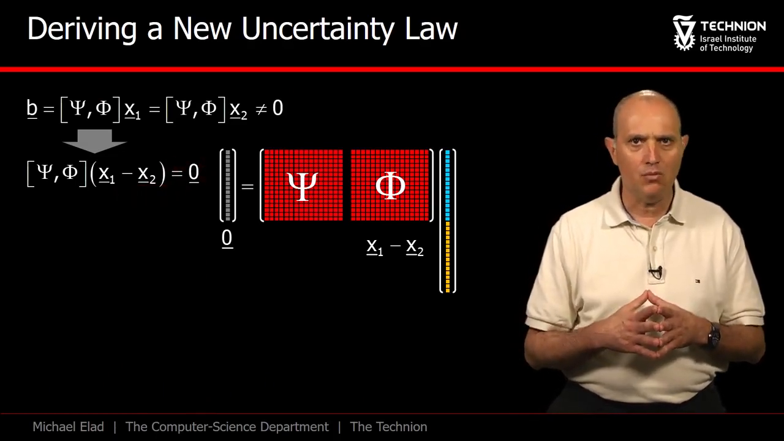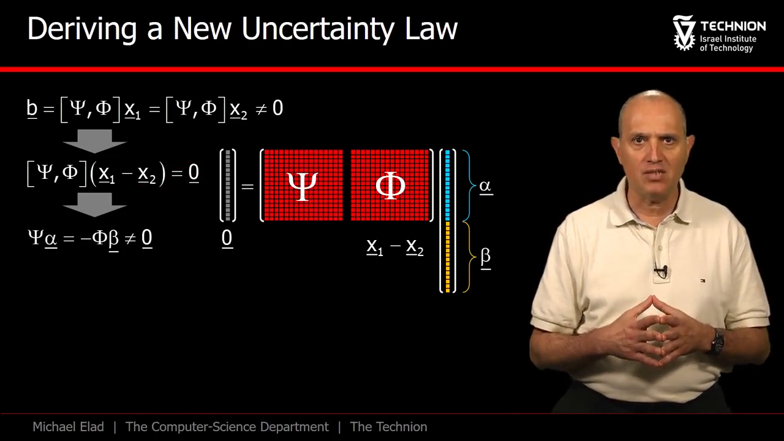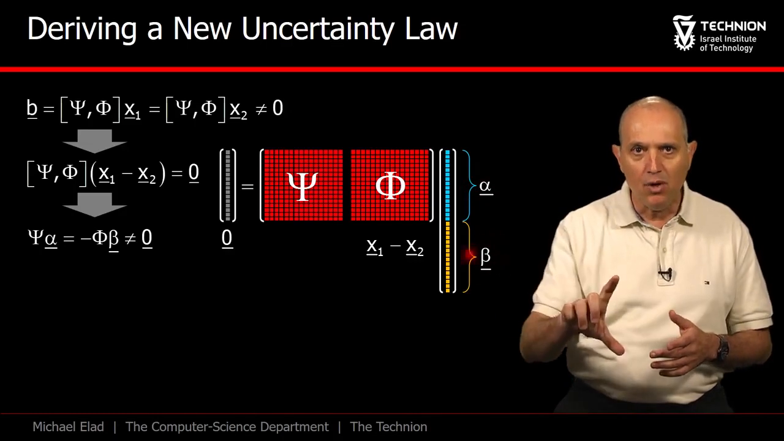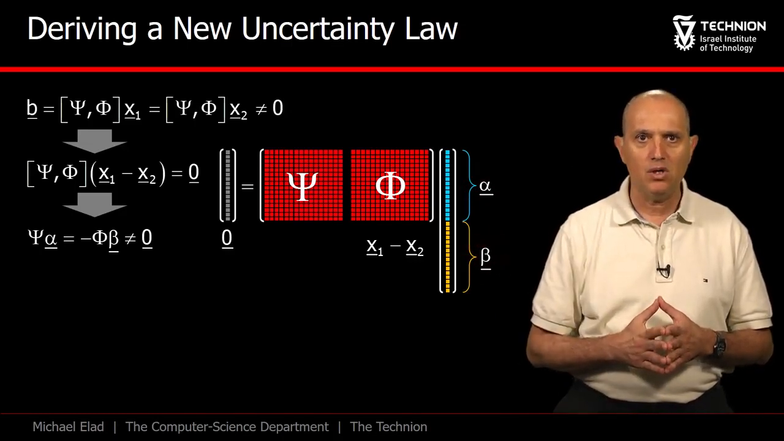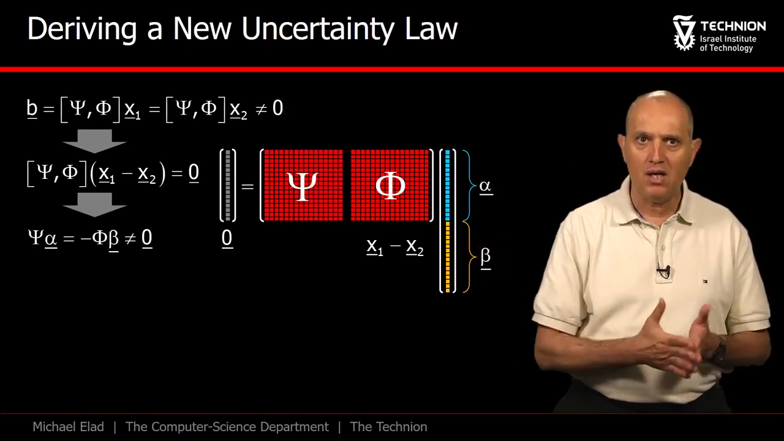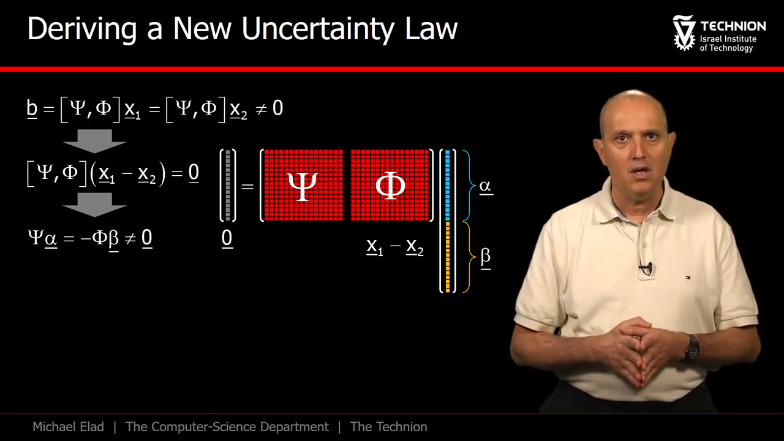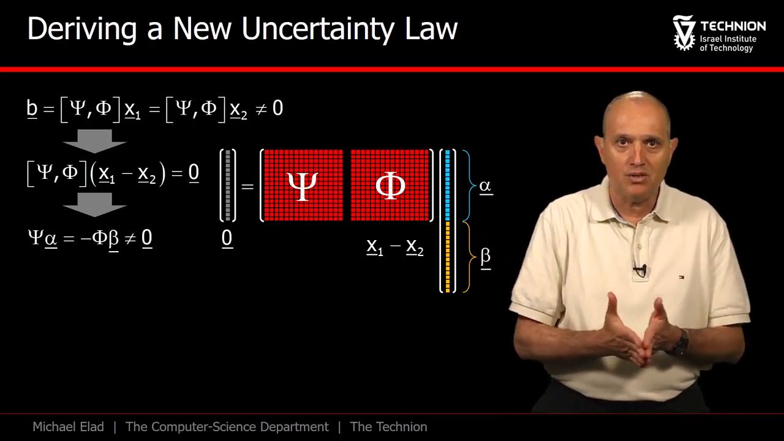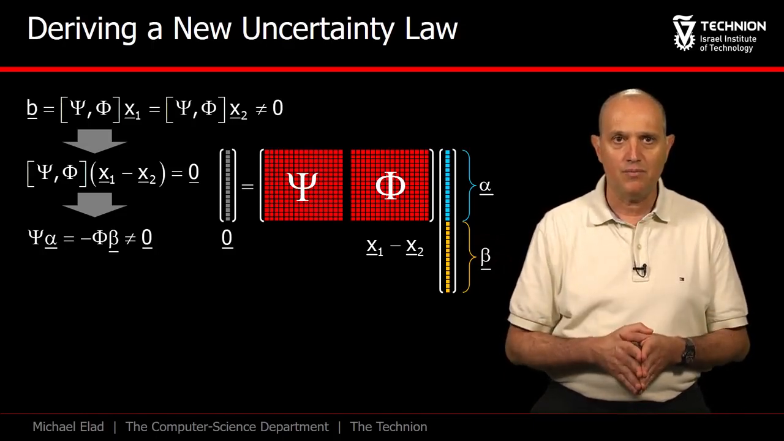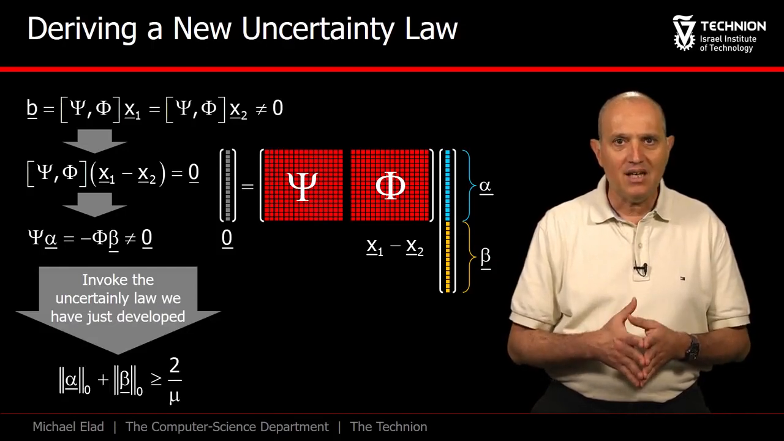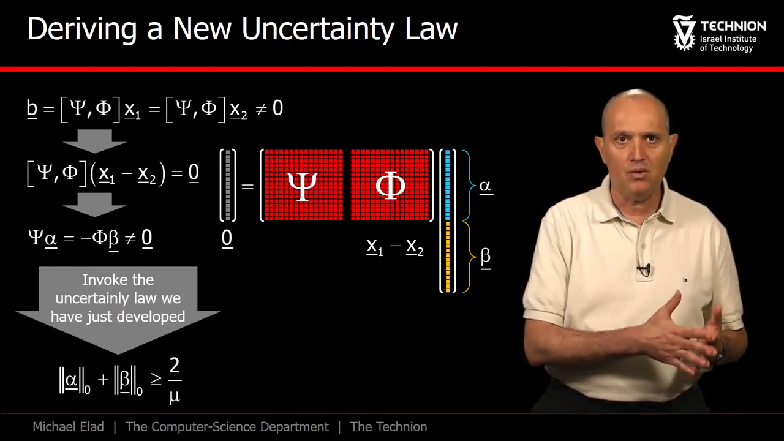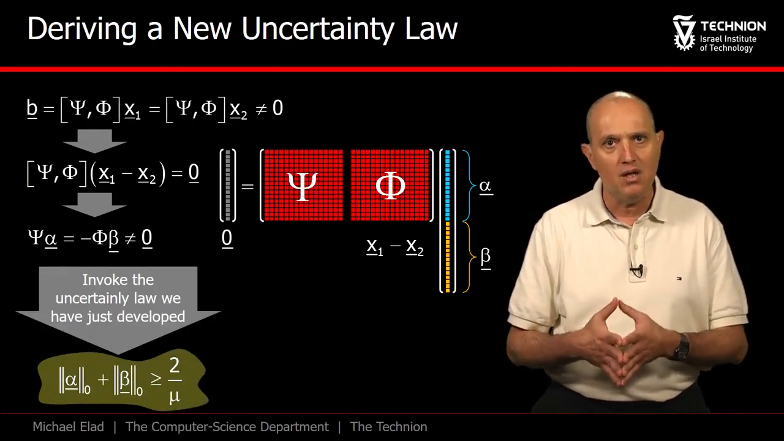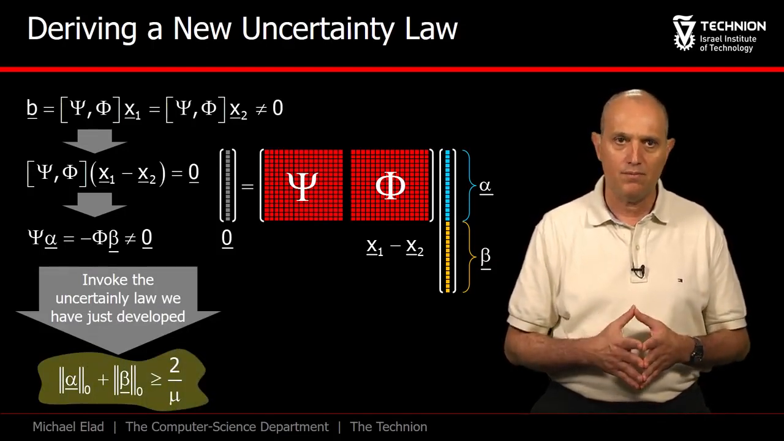Put differently, we can take the vector x1 minus x2 and divide it to alpha, the top n entries, and beta, the bottom n ones. Thus we got the relation psi alpha equals minus phi beta. Note that these two vectors are necessarily non-zero, since x1 minus x2 is non-zero. Well, this is exactly the case we have covered by the uncertainty rule, and thus we know that the sum of the non-zeros in alpha and beta must be bounded from below as before.